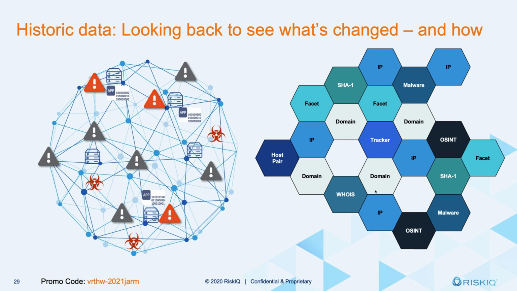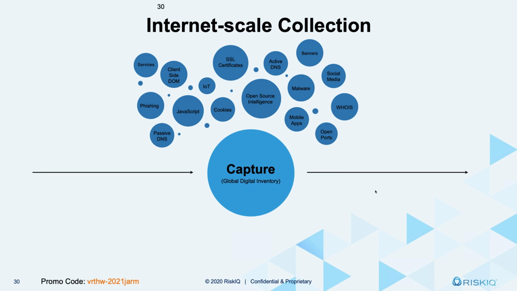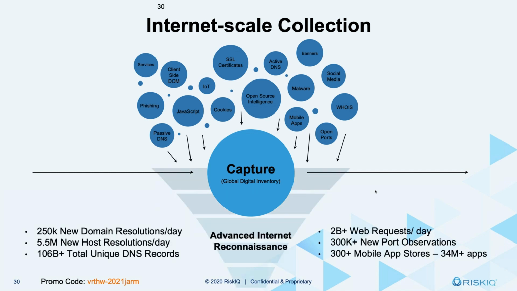So we can go look at a specific period of time and see exactly how it was and how it's evolved over time. As this data comes in, we capture it, and we see over 250,000 new domain resolutions a day, over 5.5 million new host resolutions, 106 billion plus unique DNS records. We do over 2 billion web requests. We look at over 300,000 new ports.